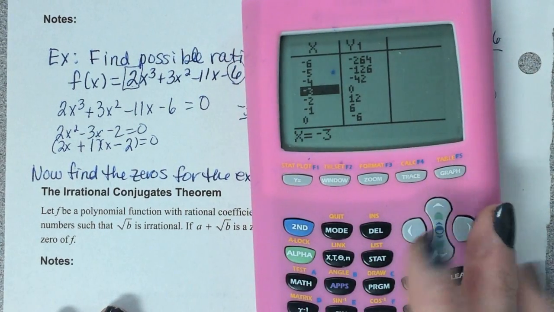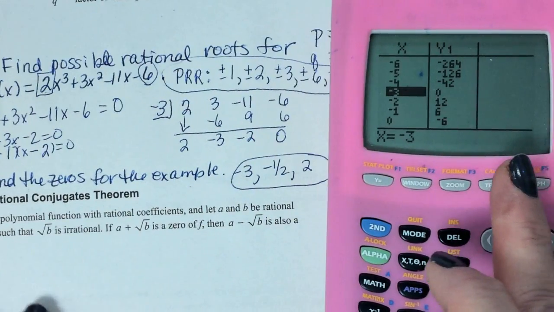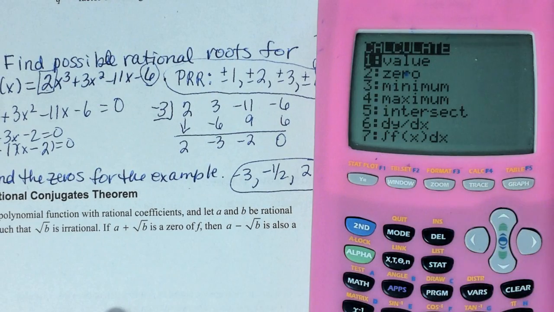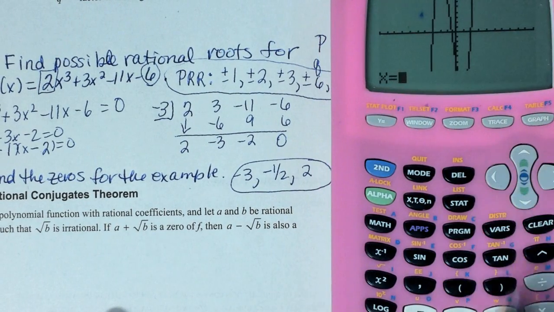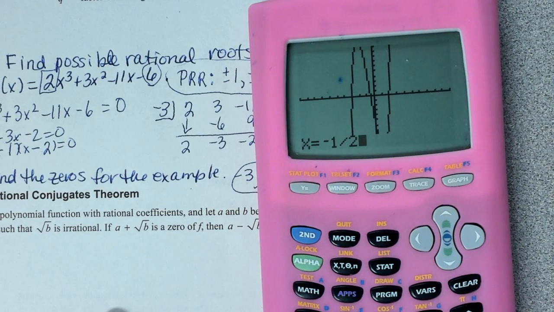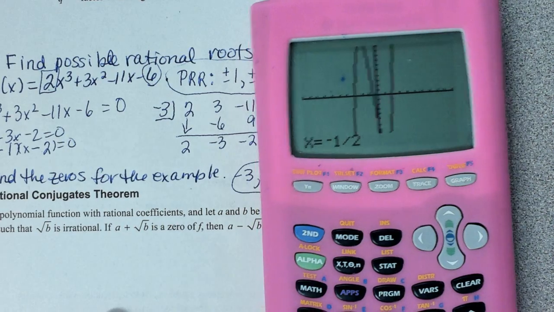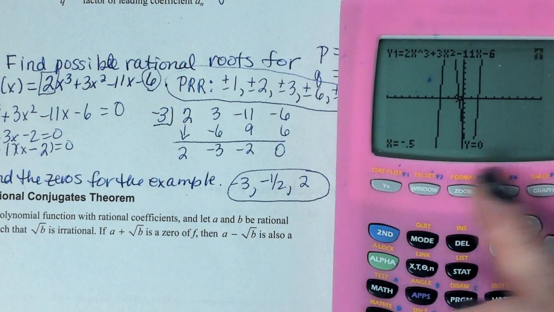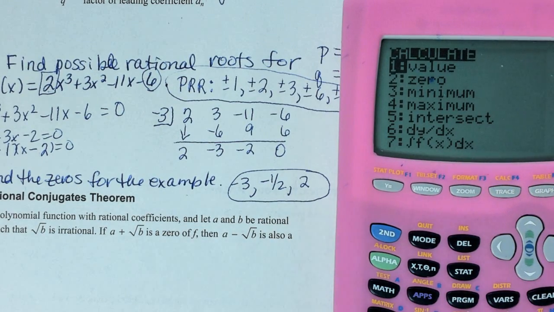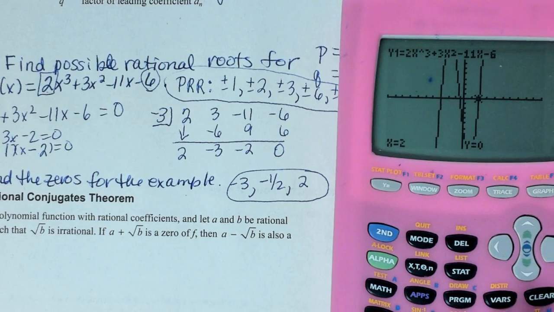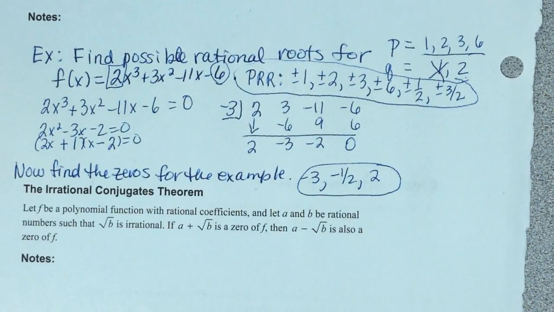I could check those. Watch what I can do. Suppose I'm not sure about that -1/2. I can do second trace, calculate a value when x equals -1/2. What should I get there? Everybody should know. What should I get? 0. And I do. I'm going to check my other one. Second, calculate a value when x equals 2. I better get 0, and I did. So those are going to be the 3 zeros.